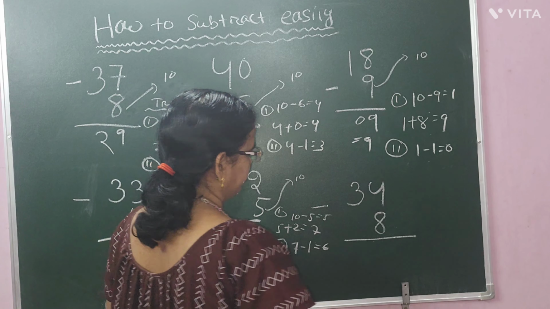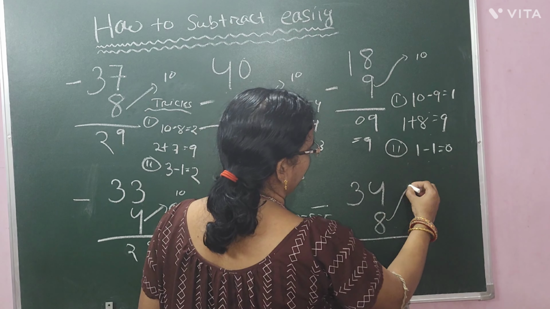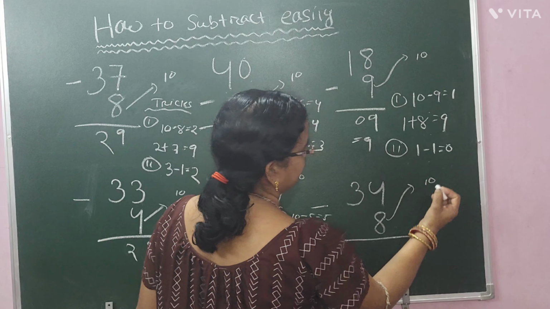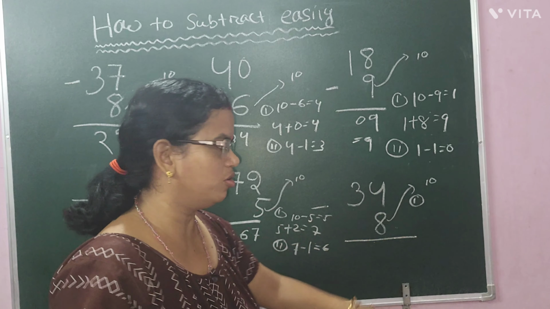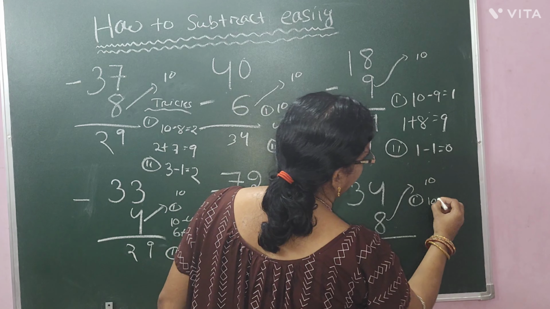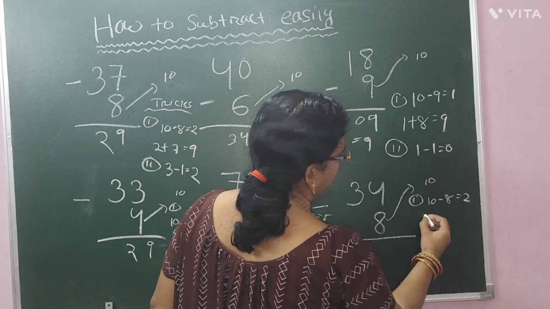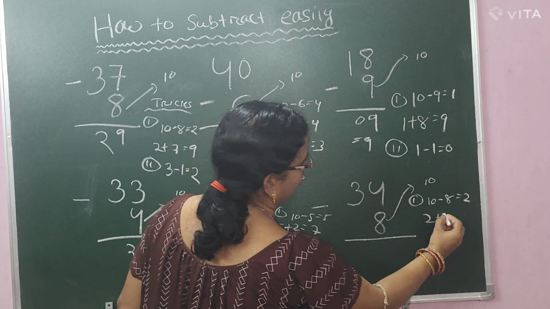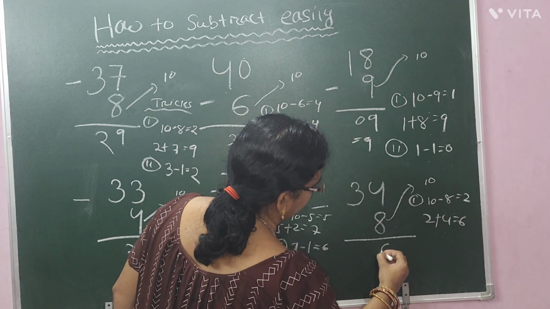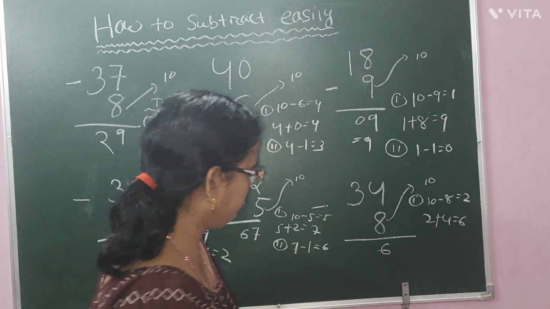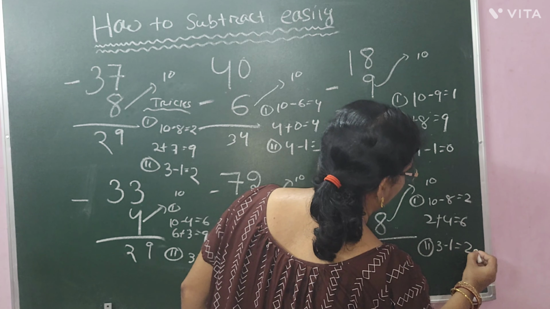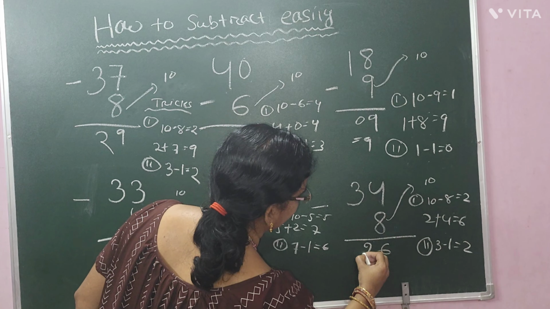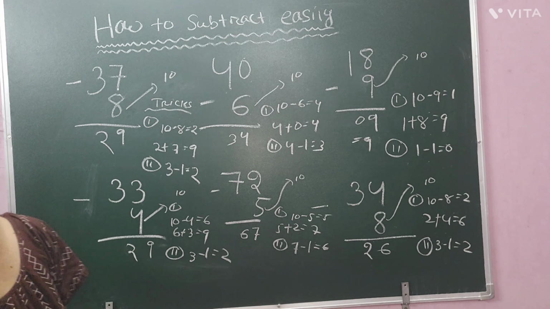Last question. Take the nearest round number of 8, which is 10. 10 minus 8 is equal to 2. Then 2 plus 4 is equal to 6. Write 6. Then second point. 3 minus 1 is equal to 2. Thank you.